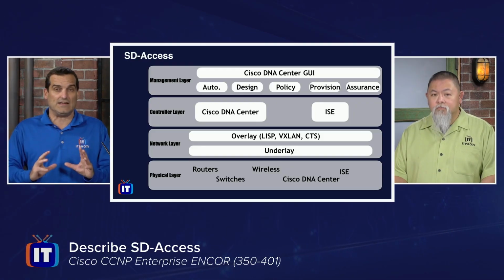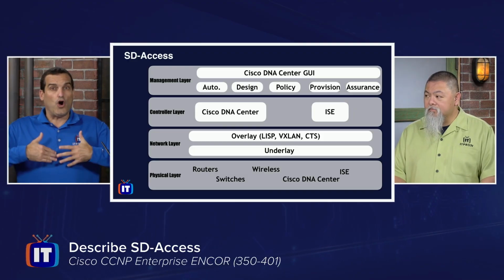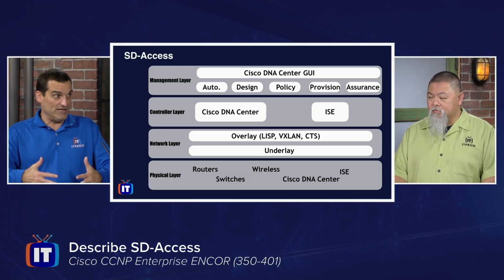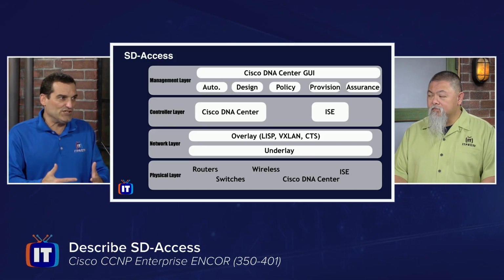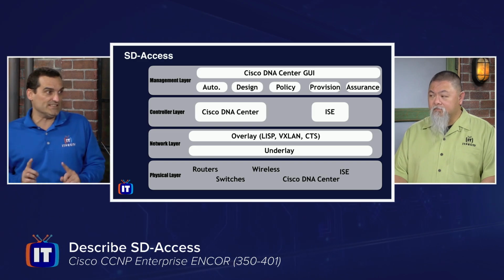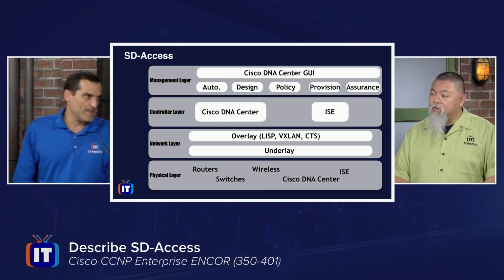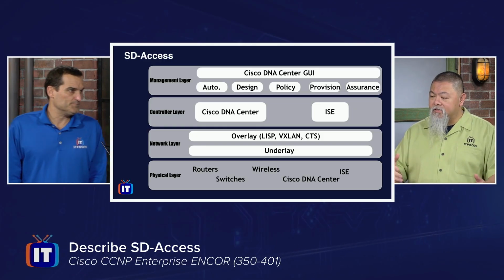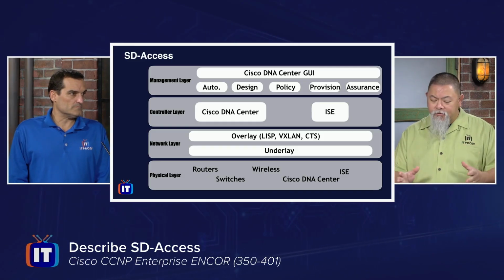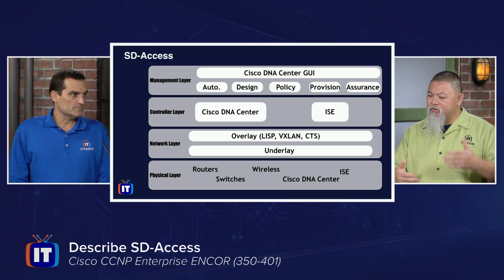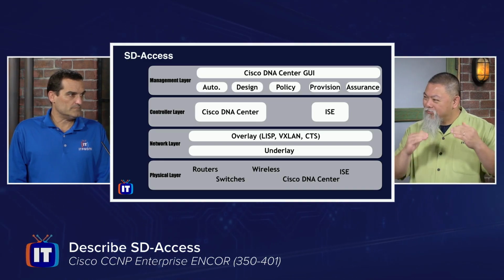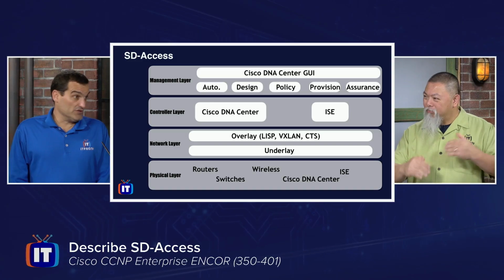DNA Center is in charge of all of that automation and provisioning, some security, but ISE's job is everything involving security. Now, what looks like the big change here, at least from what I can tell, because when I take a look at your diagram, it seems like it's almost trying to match up like OSI model style things when you break it down.